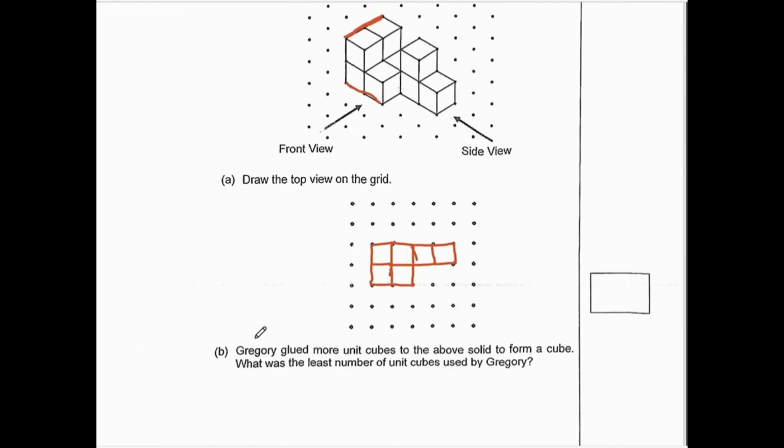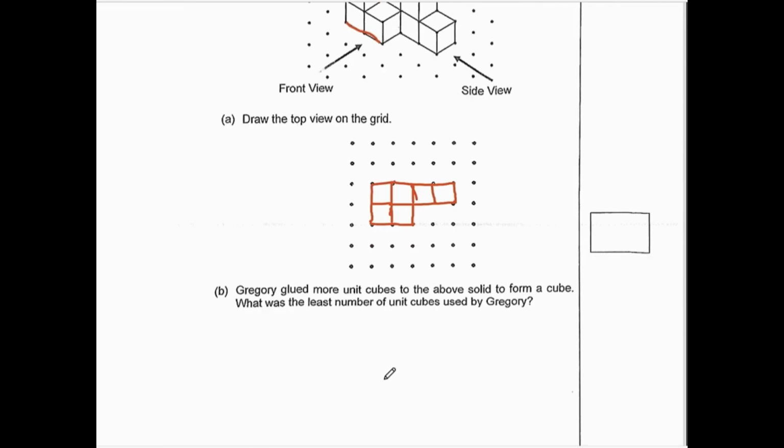But B, Gregory glued more unit cubes to the above solid to form a cube. What was the least number of cubes used? So firstly, what's the smallest cube that he can form? So the smallest possible cube that he can form, without removing, will have a side as long as the longest part of this solid. And the longest side will be these 4 cubes. So your cube that you're going to form needs to have a side of 4 cubes.